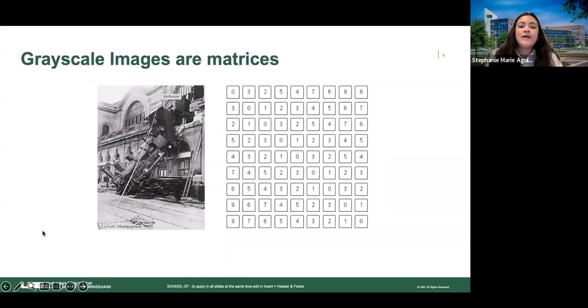I don't know if anybody has taken a digital image processing course. Has anybody taken a course on image processing? No? Yes? You can put it in the chat. It's okay. Many have taken an image processing course.